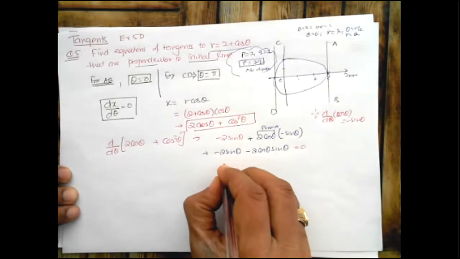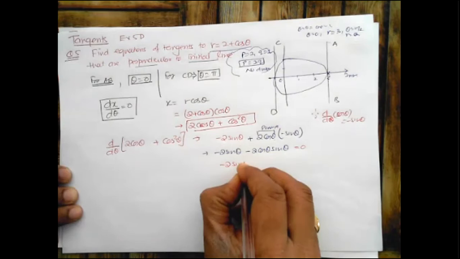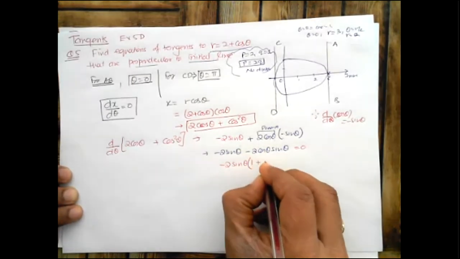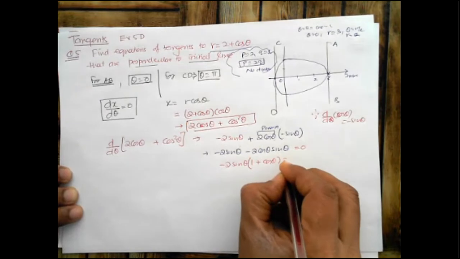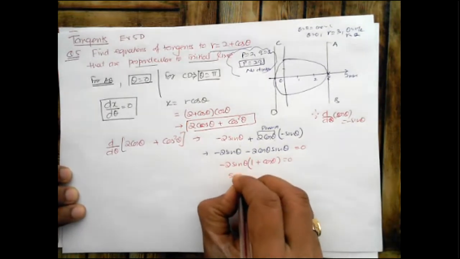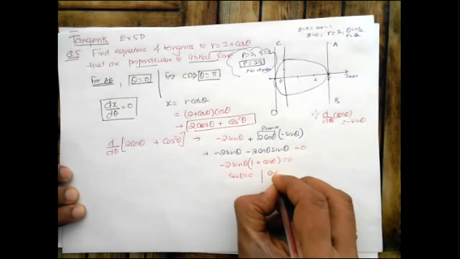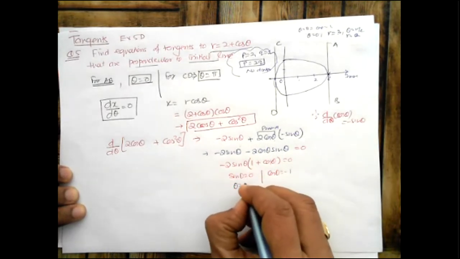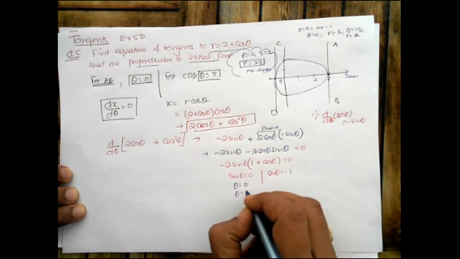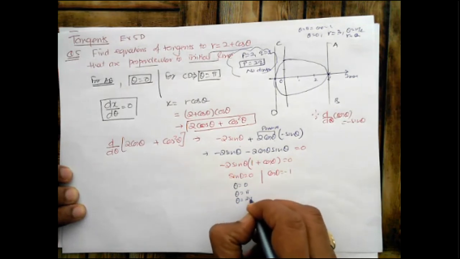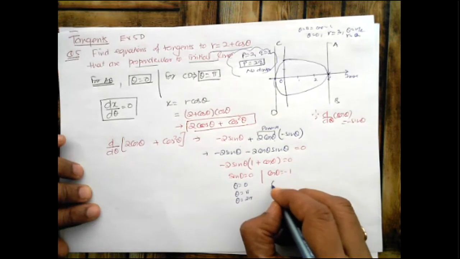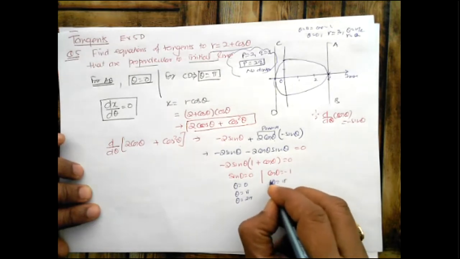Equals 0, like I said, so this is minus 2 sine theta common. So I get 1 plus cos theta equals 0. So sine theta is equal to 0 and cos theta is equal to minus 1. And guys, that gives me theta equals 0 and theta equals pi. Theta equals 2 pi. Okay, and here I get theta equals pi.